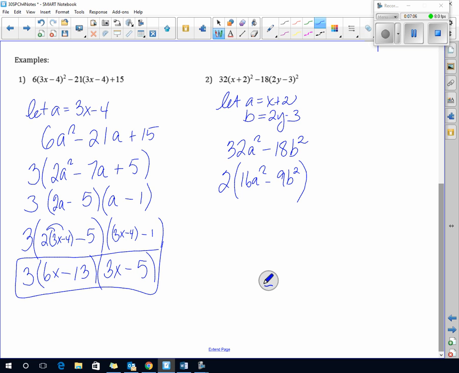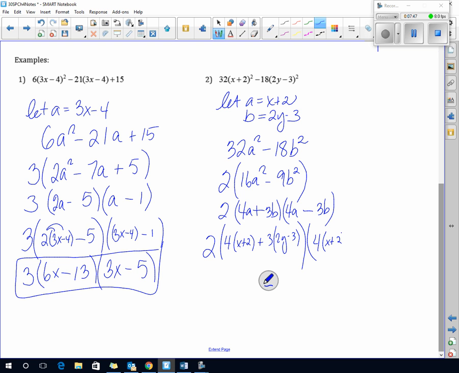What's the square root of 16a squared? 4a, so 4a goes in the first one. What's the square root of 9b squared? 3b. One's a plus, one's a minus. You remember doing those factors? Am I done? No, I got to put the a and the b back in. So 4 times x plus 2 plus 3 times 2y minus 3. 4 times x plus 2, plus, sorry, it's a minus this time, minus 3 times 2y minus 3.